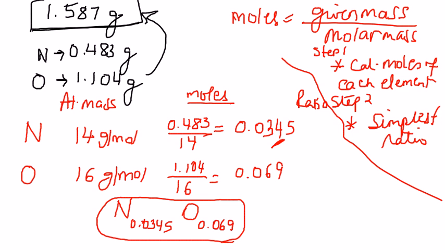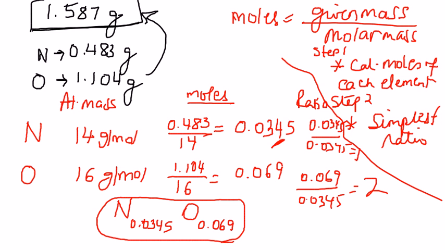So you're going to first divide 0.0345 by itself. That will give you 1. And for the second case, you're going to get a value probably very close to 2. As you do that, your formula becomes NO2. That is your empirical formula.